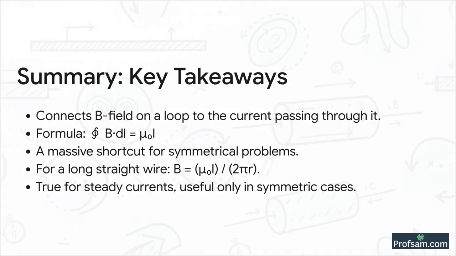All right, so to quickly summarize, here are the key points you must take away for your exams. First, Ampere's law connects the magnetic field on a closed loop to the current that passes through it. Second, the formula integral of B.dl is mu naught I. Third, it's a massive shortcut, but only for symmetrical problems. Fourth, for a long straight wire, the result is B equals mu naught I by 2 pi r. And finally, remember, the law is always true for steady currents, but it's only useful in those special symmetric cases. If you remember these 5 points, you are all set.